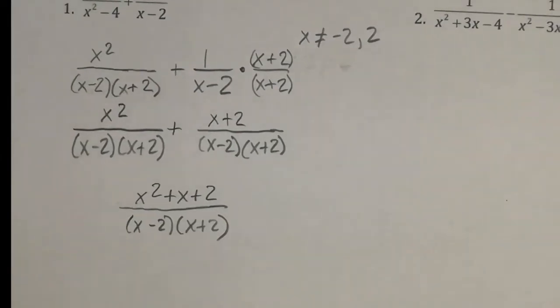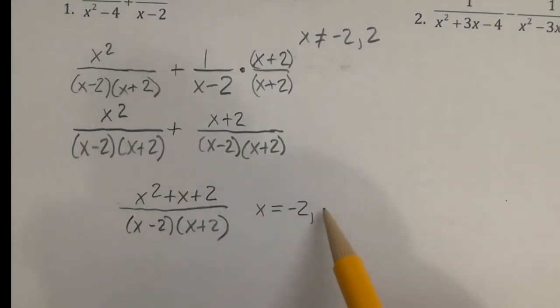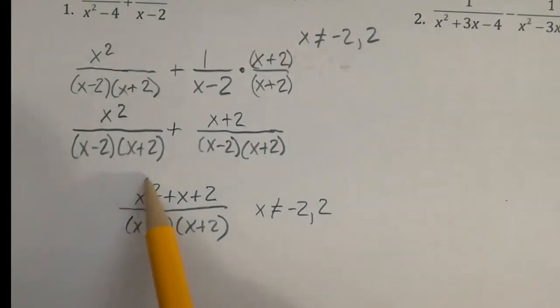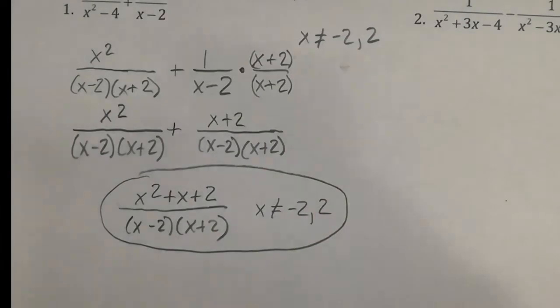Now, what you want to check at this point is if this is factorable, because it's possible you could cancel out some things. But there are no two numbers that would multiply to 2 and add to 1. Okay, so that's actually not factorable. We're done here. Now we want to go ahead and write the excluded values here along with our answer as well. So there we go. That's what that ends up looking like. Okay.